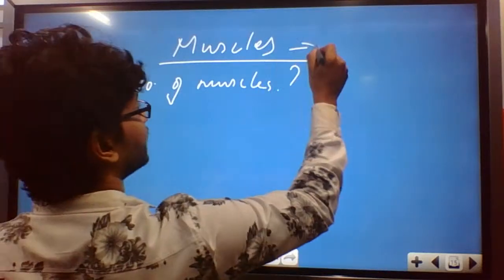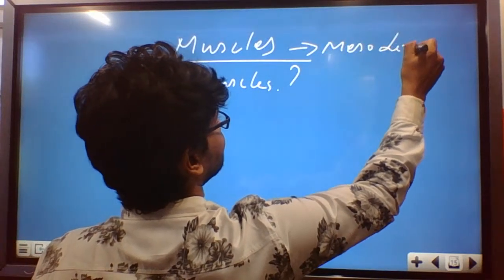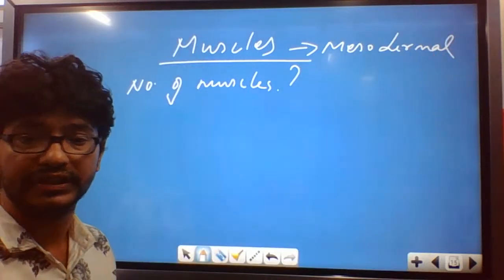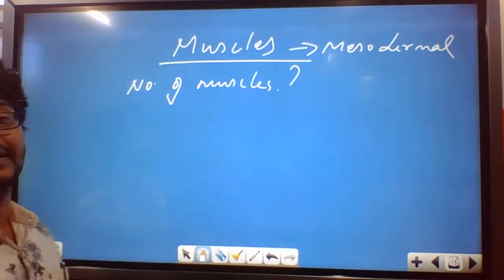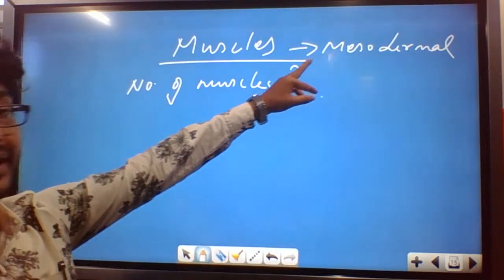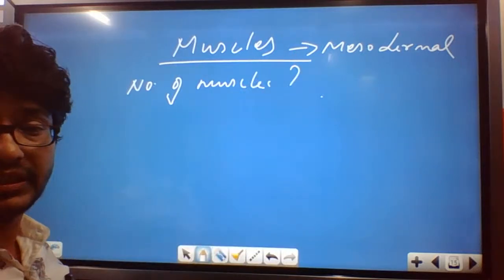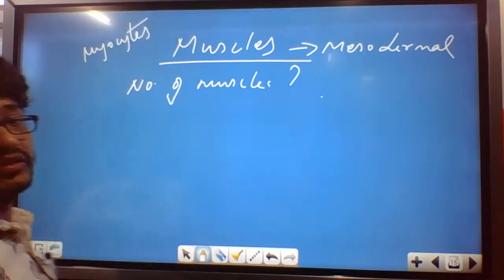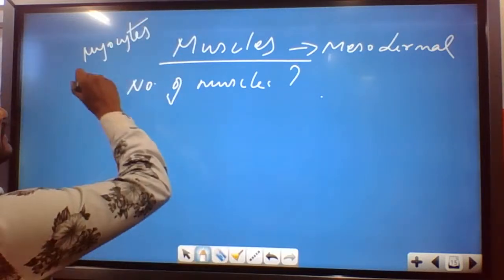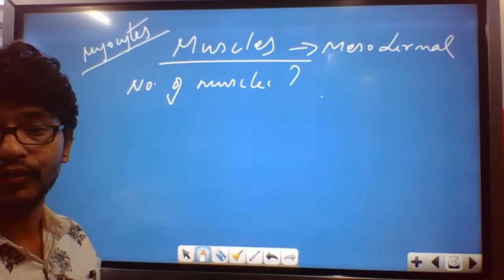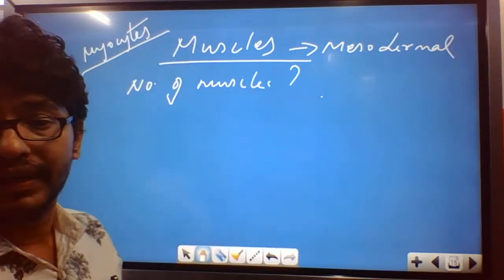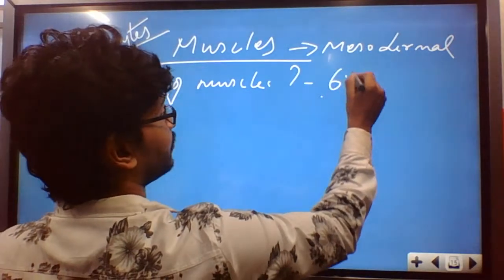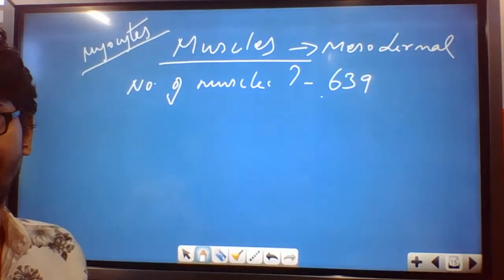Muscles are mesodermal in origin, because there are three types of origin: ectodermal, endodermal and mesodermal. You would have studied division of labour. Muscles come under the mesodermal origin. The muscles consist of a special type of cells called myocytes. Just as in the liver you say hepatocytes, in the same way muscles consist of specialized cells called myocytes. Now, how many muscles? We have approximately 639 muscles in the body.